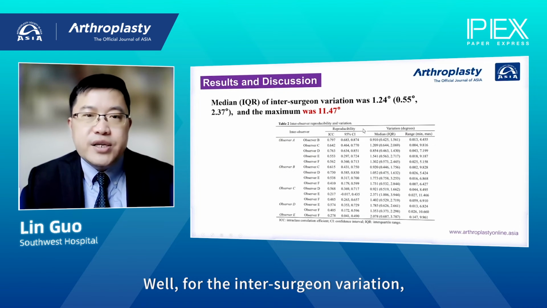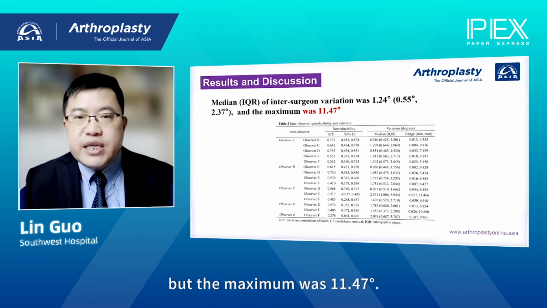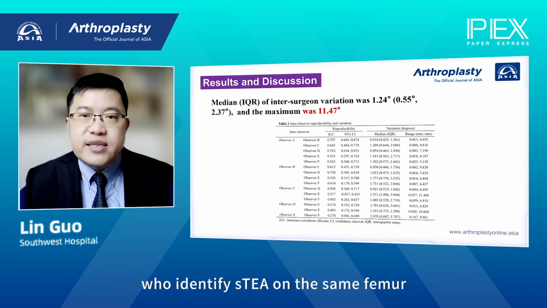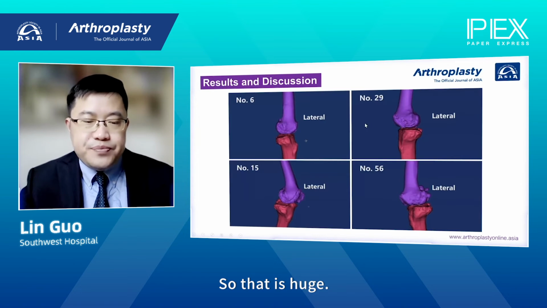Well, for the intra-surgeon variation, it was 1.2, but the maximum was 11 degrees. That means that even for the same surgeon who identifies the STEA on the same femur 2 times, there could be a divergence of 11 degrees. So that is huge.